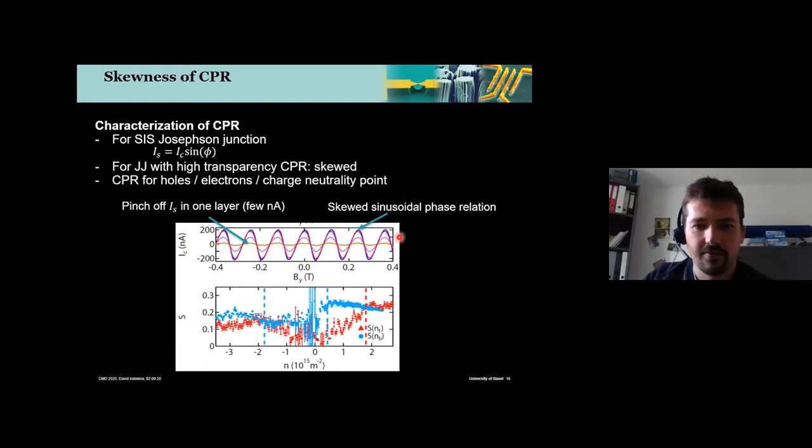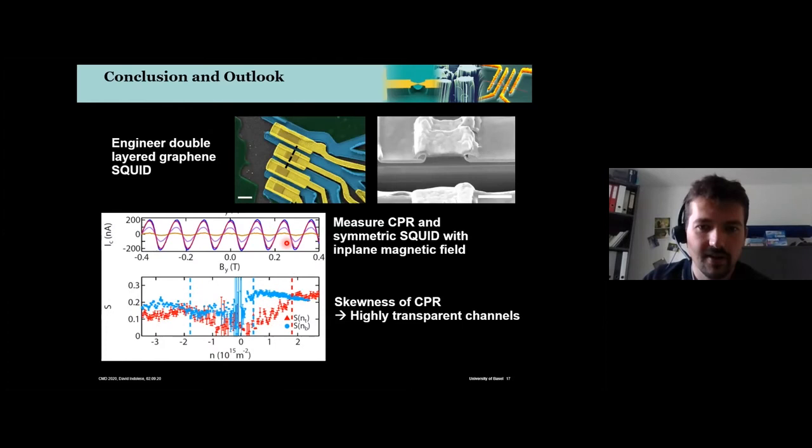which we investigated here. So just a summary on this slide before I come to the outlook, what we want to do now, next step. So we were able to engineer this double layer graphene SQUID, which is sensitive to in-plane magnetic fields by this van der Waals engineering, to measure the current phase relation and also the interference pattern of a symmetric SQUID, and show that there are highly transparent channels in both layers present at the same time.